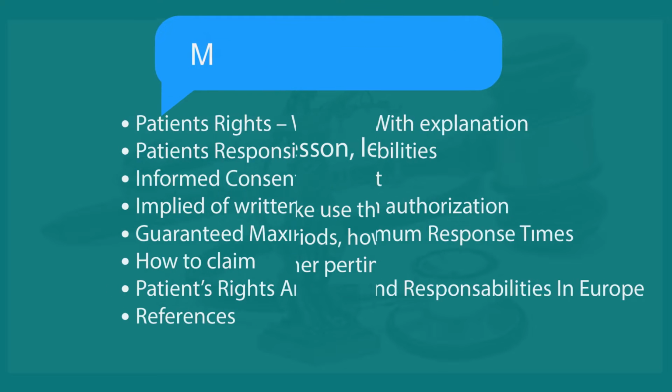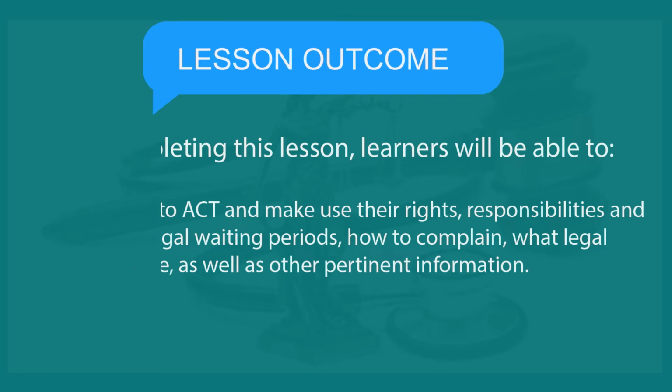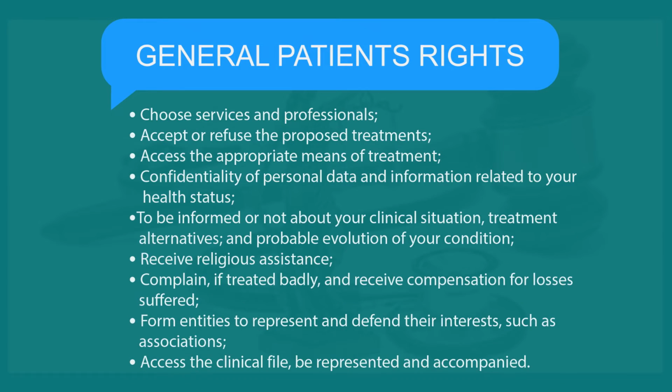References. Module outcomes. After completing this module, learners will be able to know how to act and make use of their rights, responsibilities, and know the legal waiting periods, how to complain, what legal consents are, as well as other pertinent information. General patient's rights. Choose services and professionals.